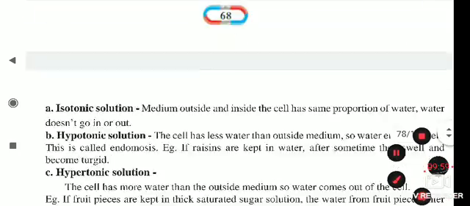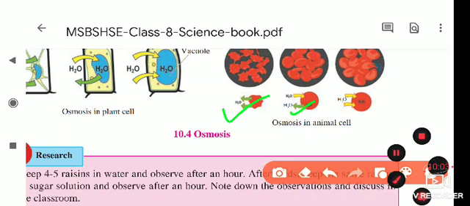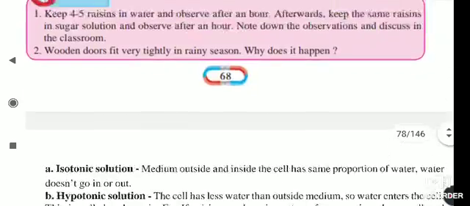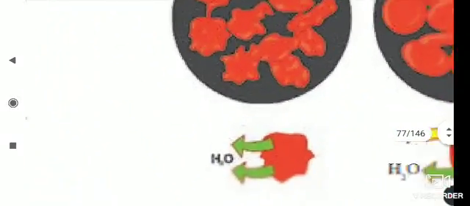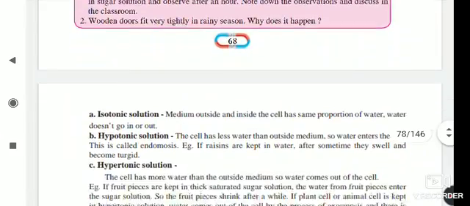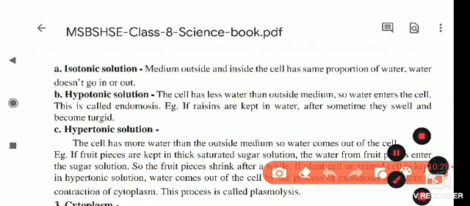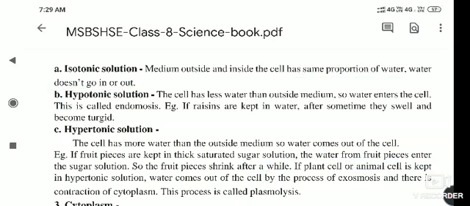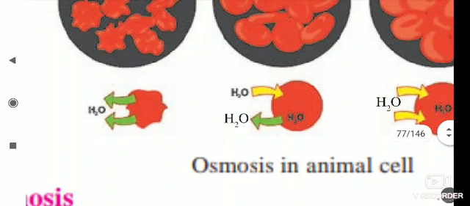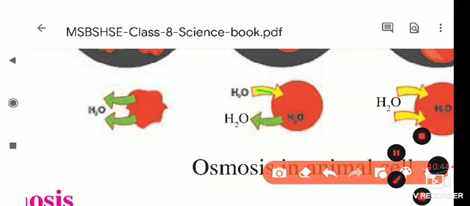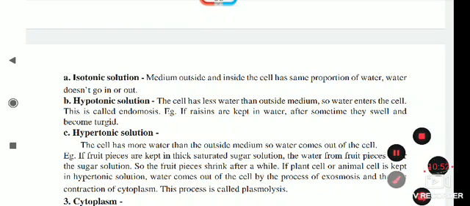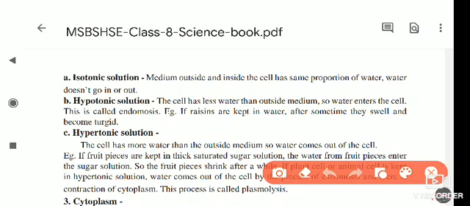Okay, now we will see these processes of osmosis one by one: isotonic, hypotonic, and hypertonic. So the first condition is the isotonic. If the medium outside and inside the cell has the same proportion of water, then water does not go out or in. Here they told you the water in the outer environment and the inner environment of the cell body is the same.